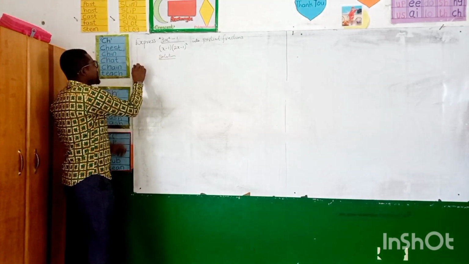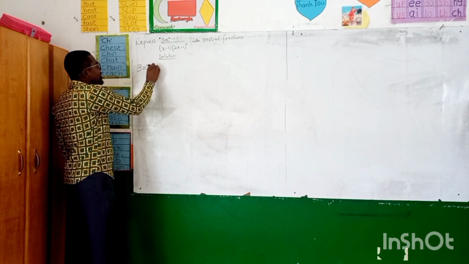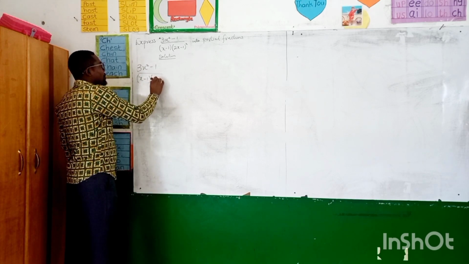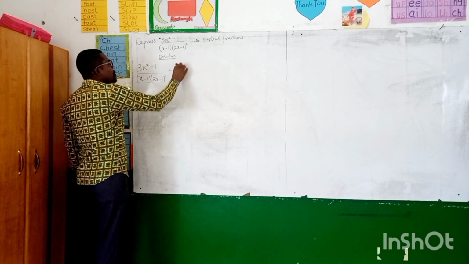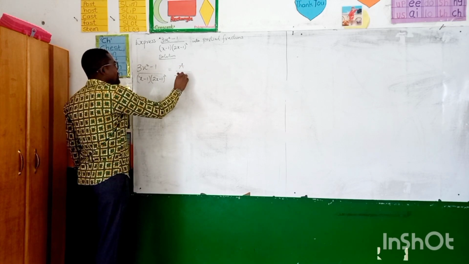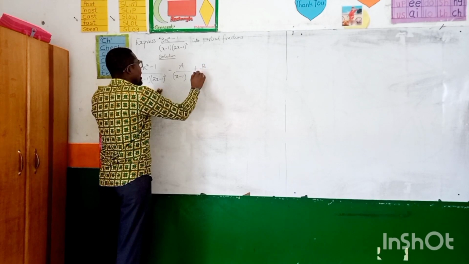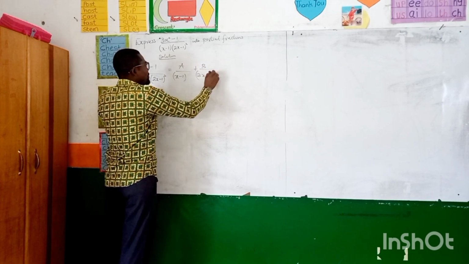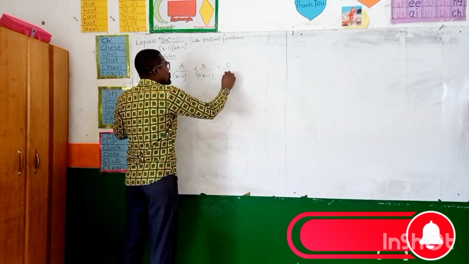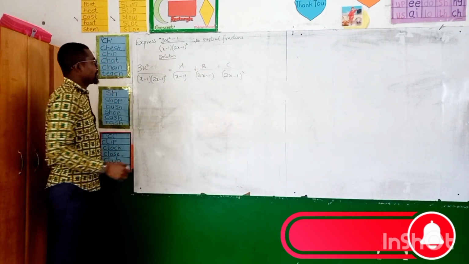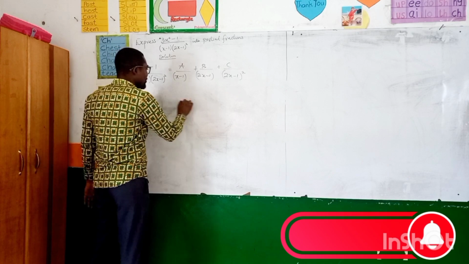So if I'm expressing this as partial fractions, then this should be A over x minus 1 for this, but this is repeating. So B over 2x minus 1 plus C over 2x minus 1 squared. Alright, so let me proceed to solve this.